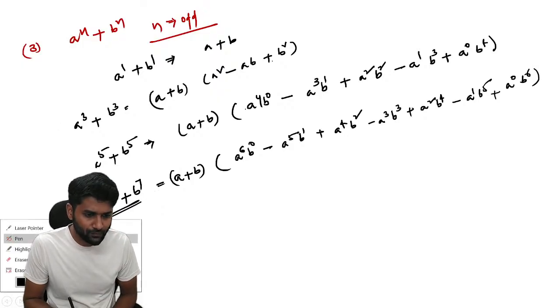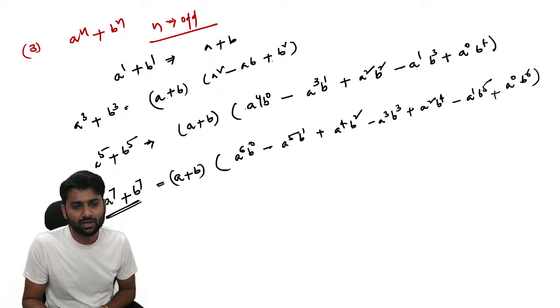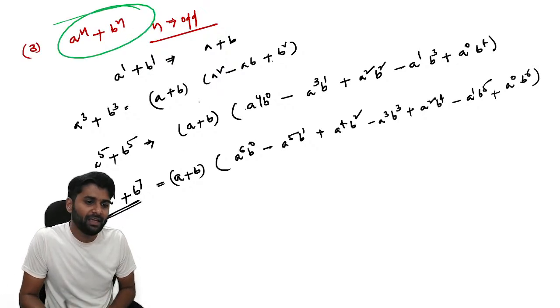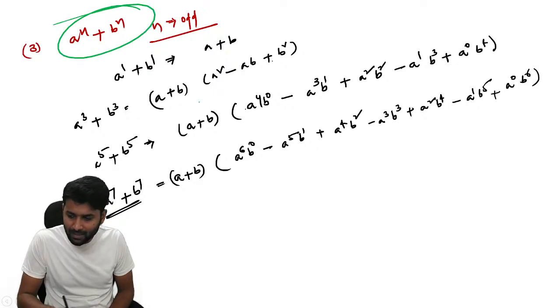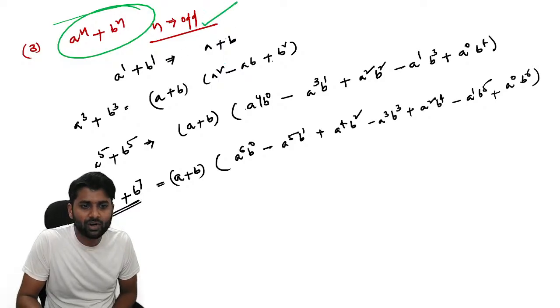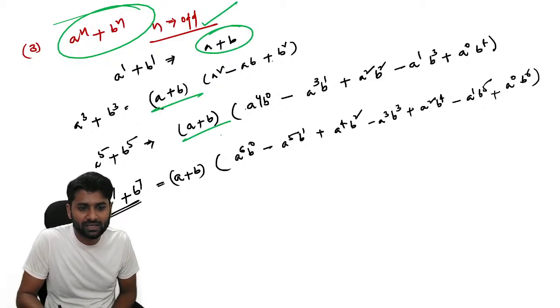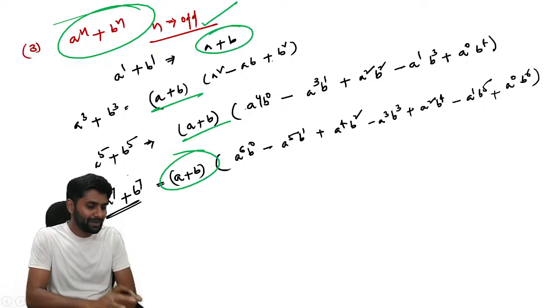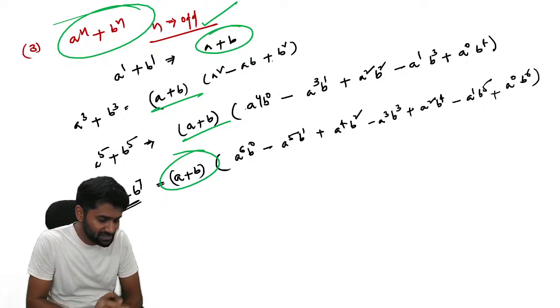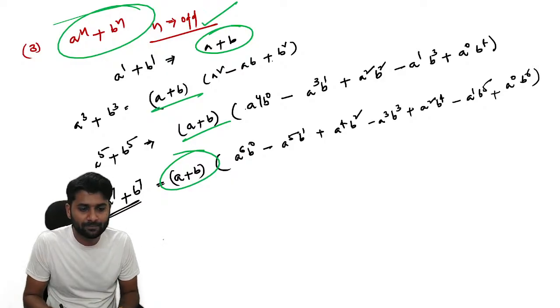But out of these 4 different conversions, you should understand this point. If A power n plus B power n, if n is an odd number, it is always divisible by A plus B. It is always divisible by A plus B.